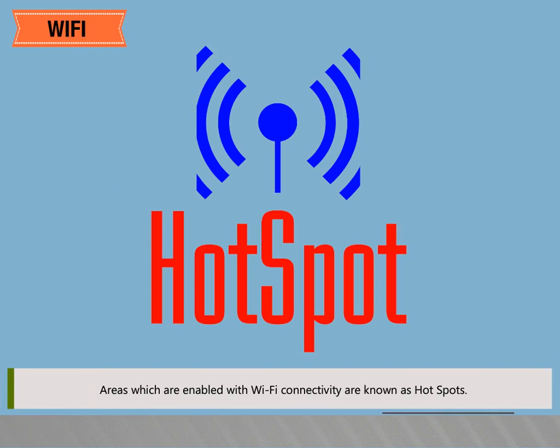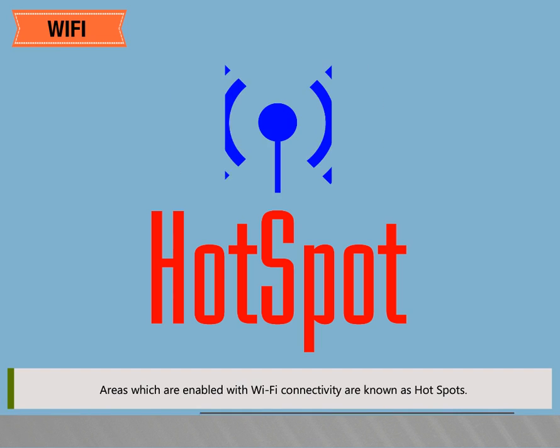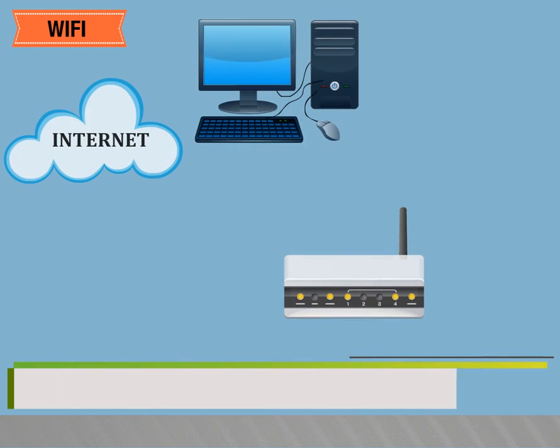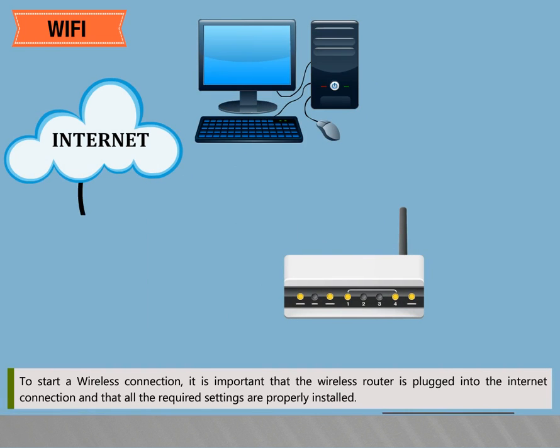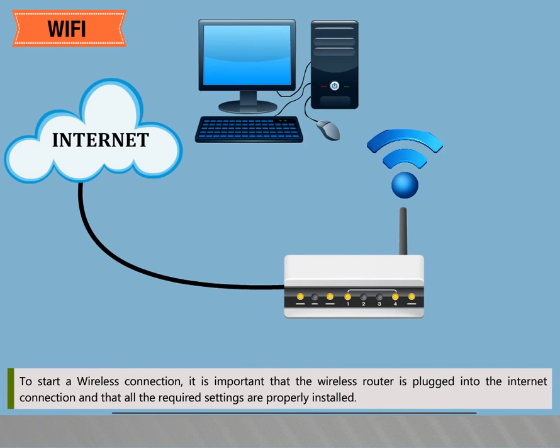Areas which are enabled with Wi-Fi connectivity are known as hotspots. To start a wireless connection, it is important that the wireless router is plugged into the internet connection and that all the required settings are properly installed.